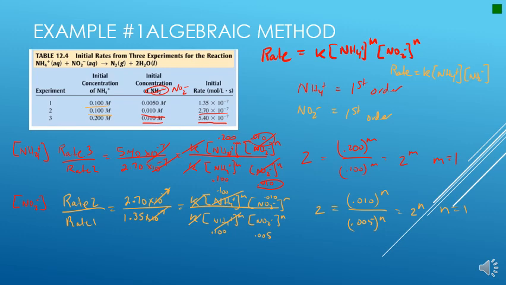If it were asking you to solve for K, you can just arbitrarily choose one of the three trials. Now that you know the orders, you could just plug in the concentrations into the expression and set it equal to the rate.